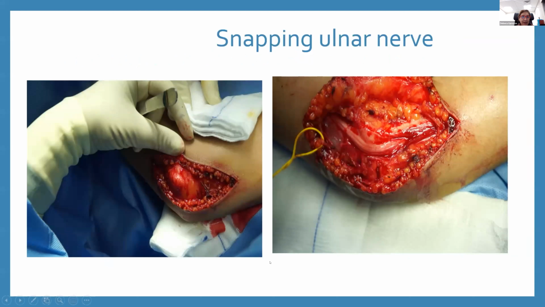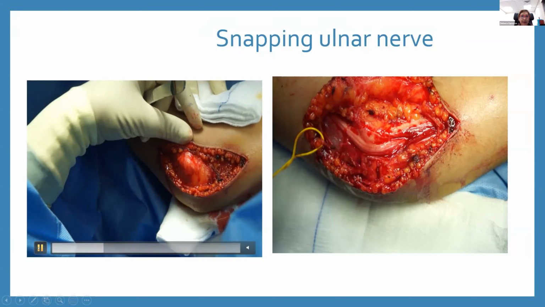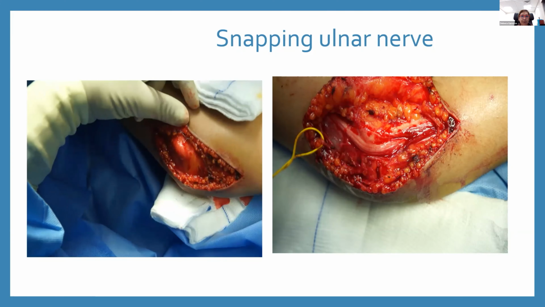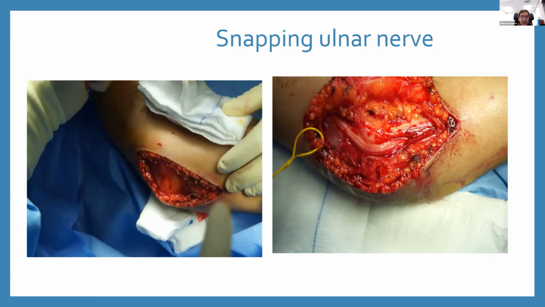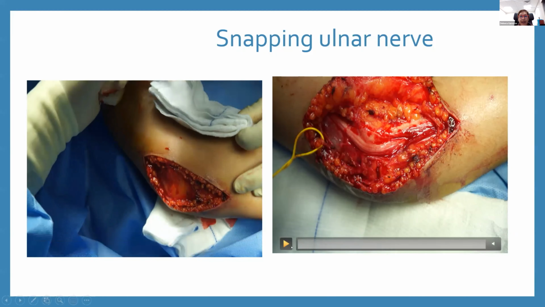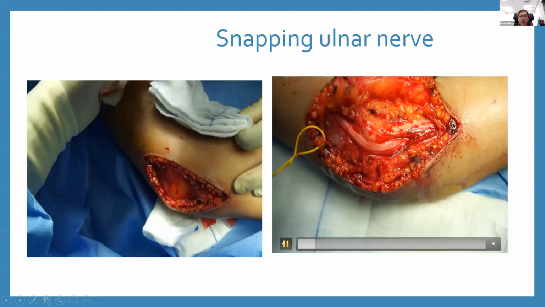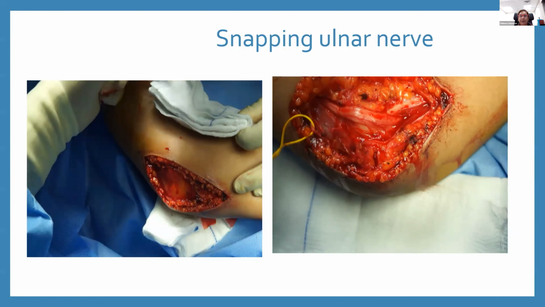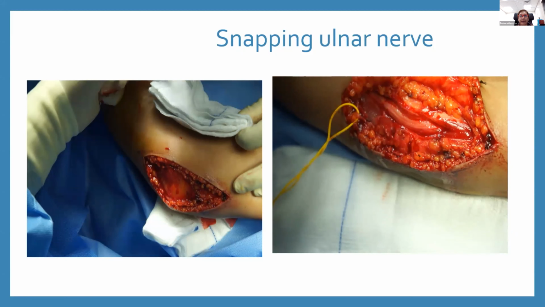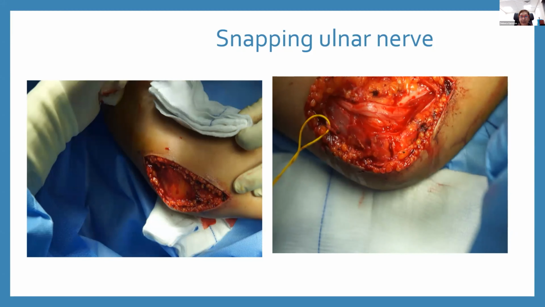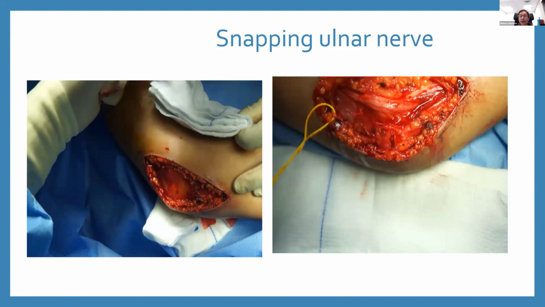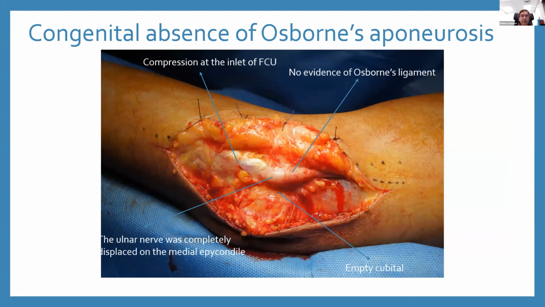Now, these are surgical videos that show the presence of a snapping ulnar nerve that you can see before the Osborne aponeurosis was resected. And this clearly shows how after opening the cubital tunnel, the frank dislocation becomes even more evident. This is a situation that, if it is not further treated with an anterior subcutaneous transposition, is certainly not going to resolve the symptoms of the patient.